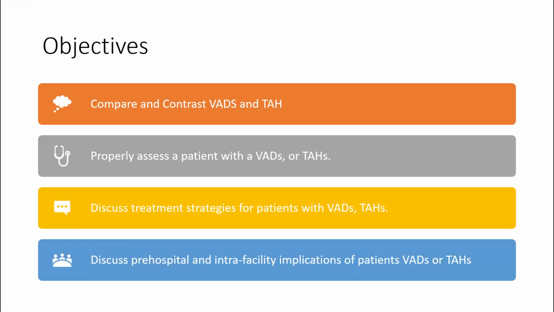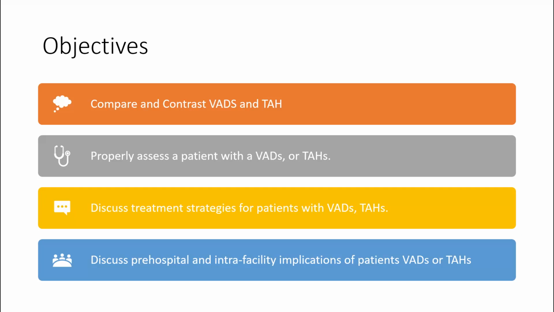So what are we going to talk about? We're going to compare and contrast VADs and the TAH. When I say VADs, that is a generic categorization, what you may commonly think of as LVADs, but there's other types out there. We're also going to talk about how to assess patients with VADs or total artificial hearts. We're going to give you some treatment strategies on how to deal with them when they're having an emergency with these devices, as well as talk about some of the common emergencies they have in addition to these devices, things that, due to the nature of these devices being in their chest and their underlying medical conditions, you have to look out for as well.